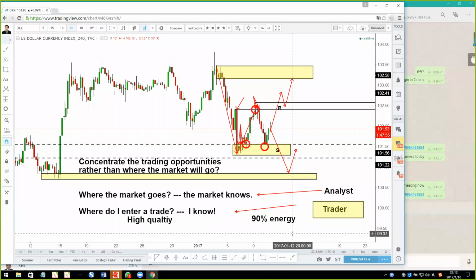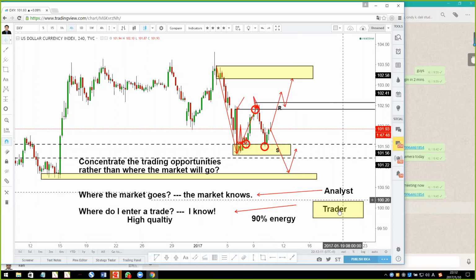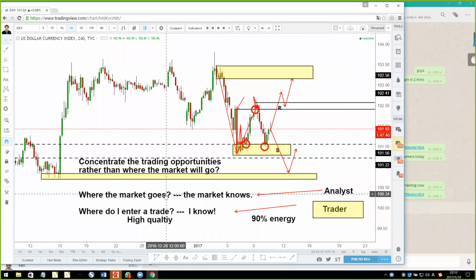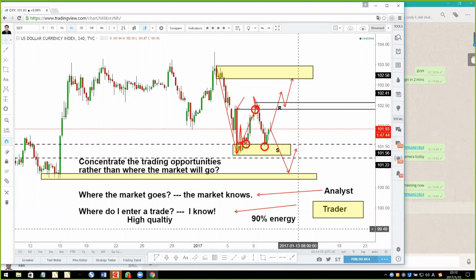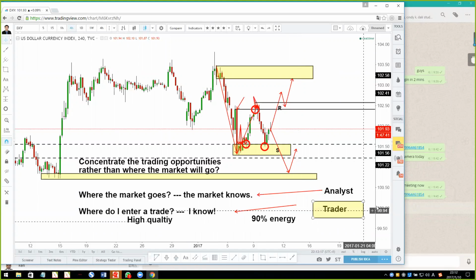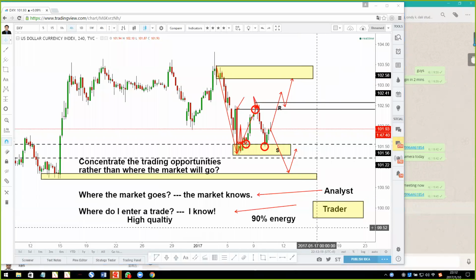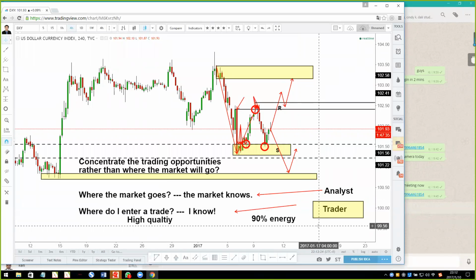You may have your own. It doesn't mean that I'm 100% right, but personally, I feel that if I am a trader, I will focus on here, not here. Clear? Everybody knows. Take down my sentence.